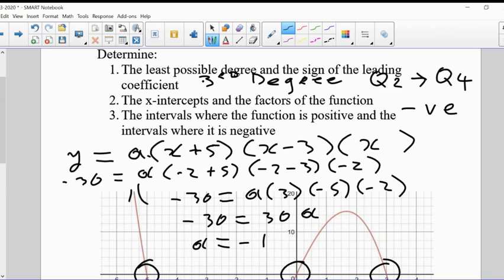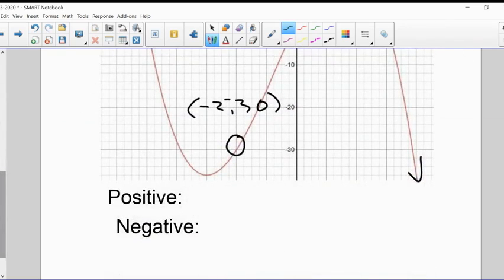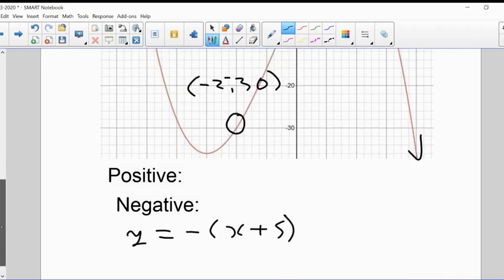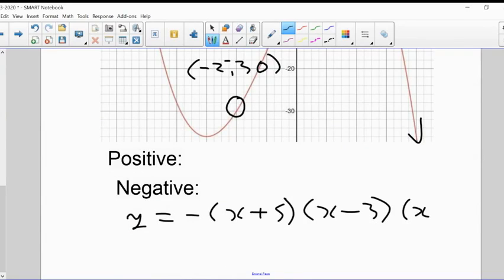So thank you, Joel. So we actually have the equation. The equation is what we had up there before. Here's the equation. We'll get to the positive negative part in a little while. The equation is y equals minus the x plus 5 to the power of 1, right? So it's an order 1 zero, times x minus 3 times x. We actually could get the equation.